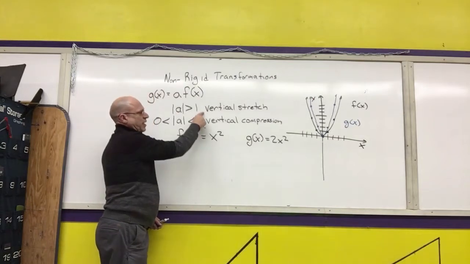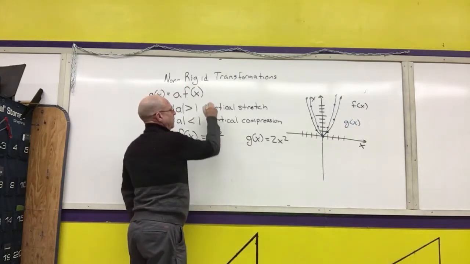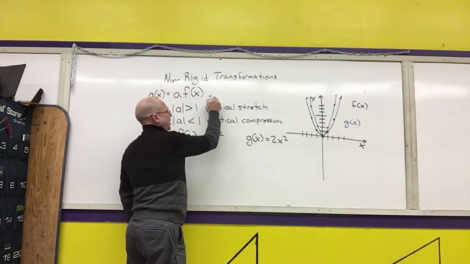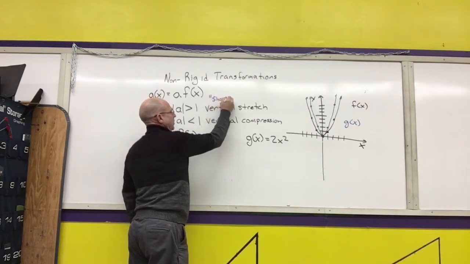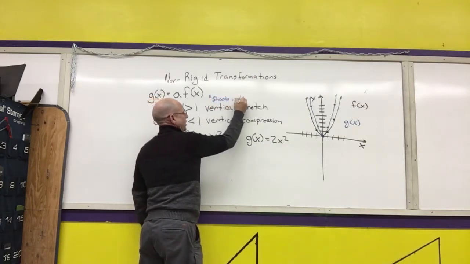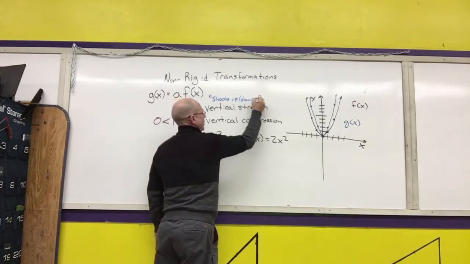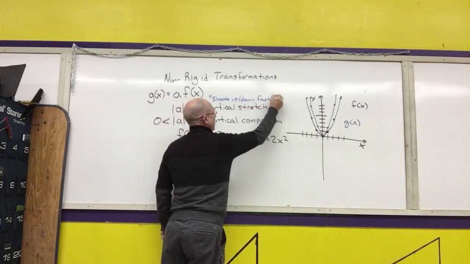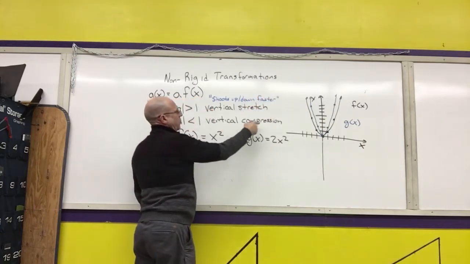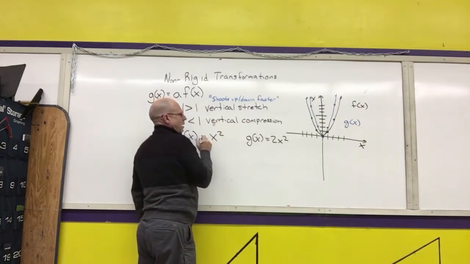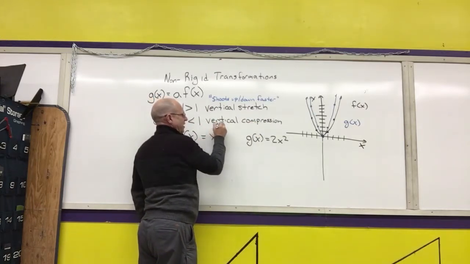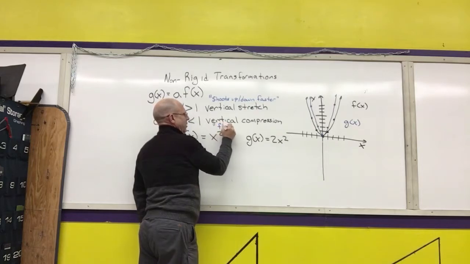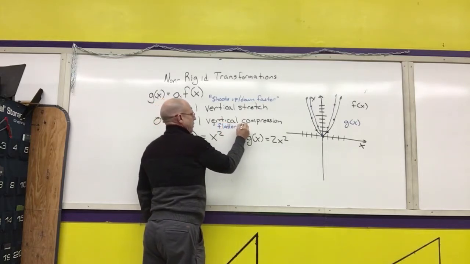So when I discuss something as a vertical stretch, in layman's terms, I'm going to say that it shoots up faster. Or we can say it shoots up or down faster. If it has a vertical compression, the way to think about it is that the graph is flatter than the parent.